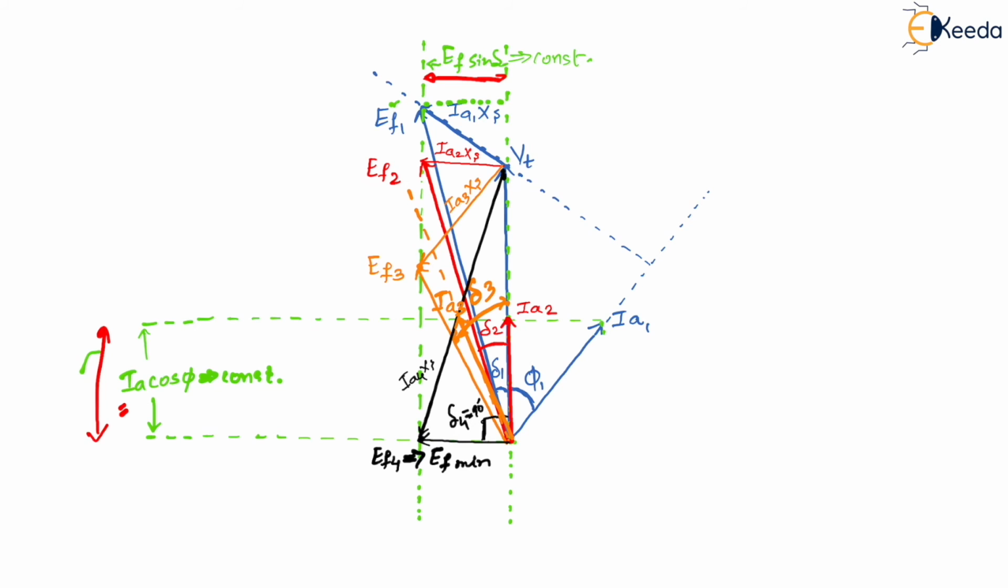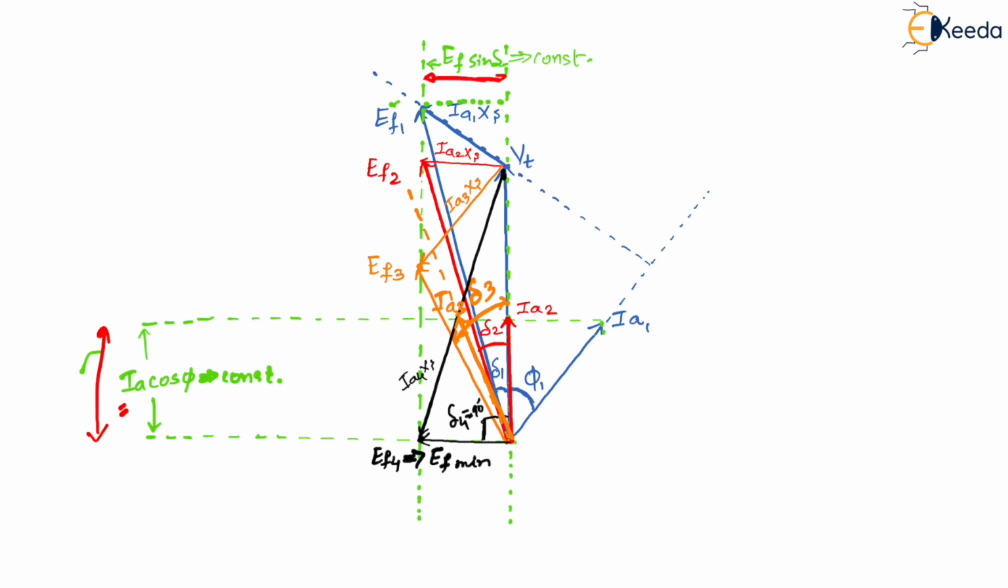Yes or no? Yes, sir. Why? Because I know that whatever happens to my IA, my IA cos phi has to be the same. Its magnitude can change. Magnitude of IA can change, but my magnitude of IA cos phi cannot change. Getting my point, right? Yes.